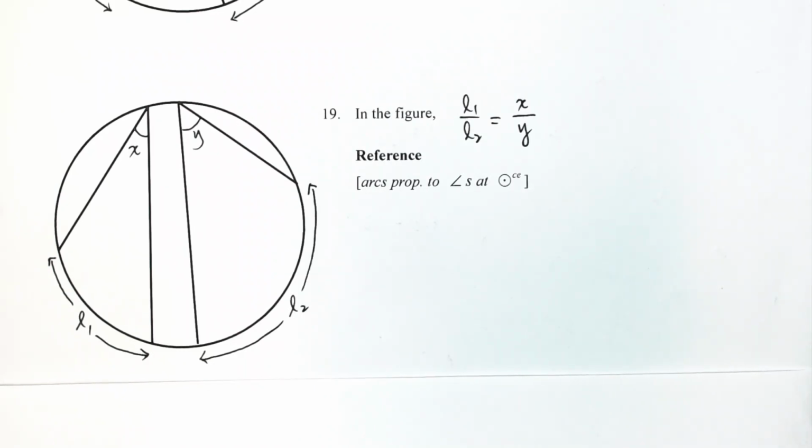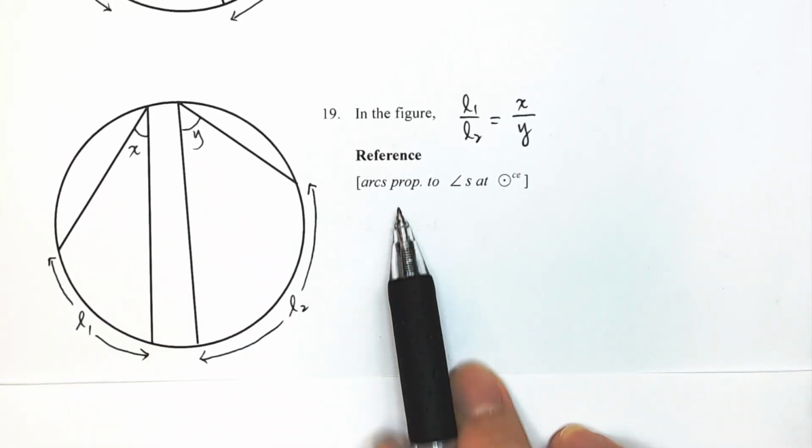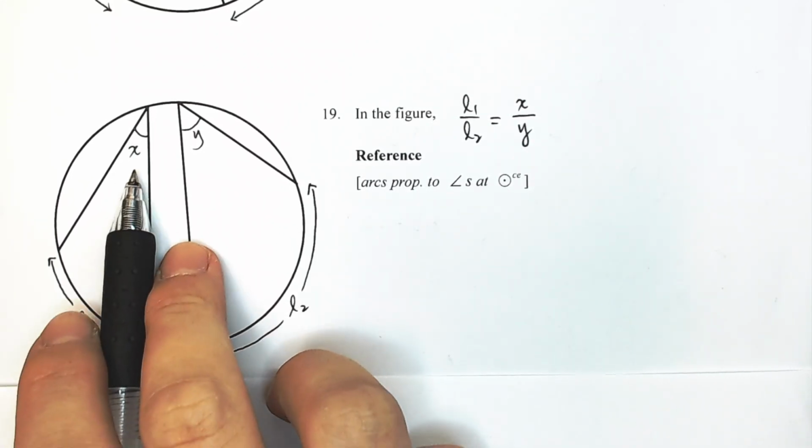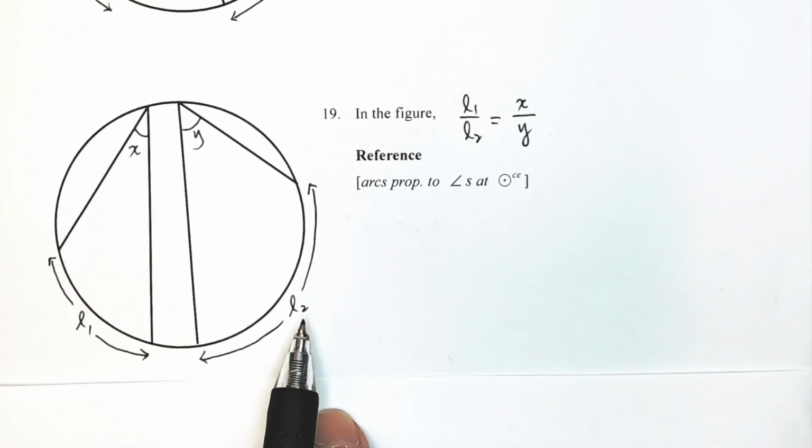And so if you want to use this based on the arc length, you want to claim the angles are of the same ratio, you need to quote the reference arc proportional to angles at the circumference. Or in the other way around, if the two angles are given to you and you want to quote about the ratio of the arc length, then you need to quote the same reference again. Okay?